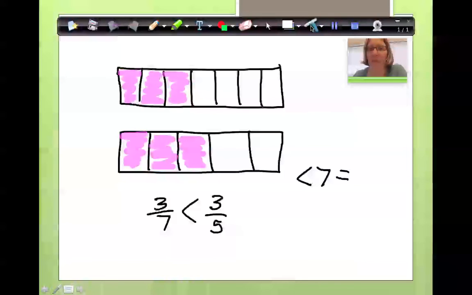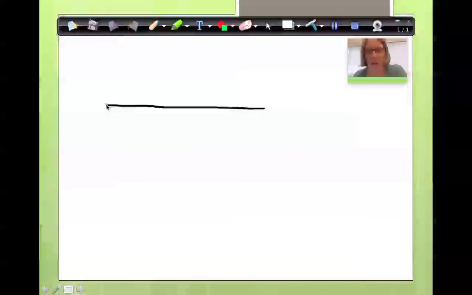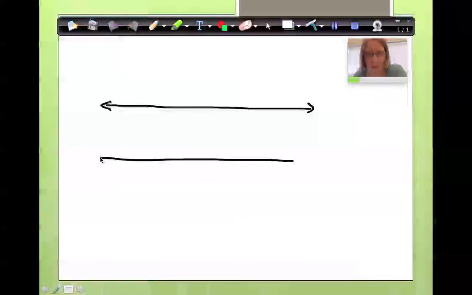Now this time, please draw me 2 number lines. Make the number lines about the same length. Label them from 0 to 1. See how my lines kind of line up? I'm trying to line things up because I want the answer to just reveal itself. Easy peasy.